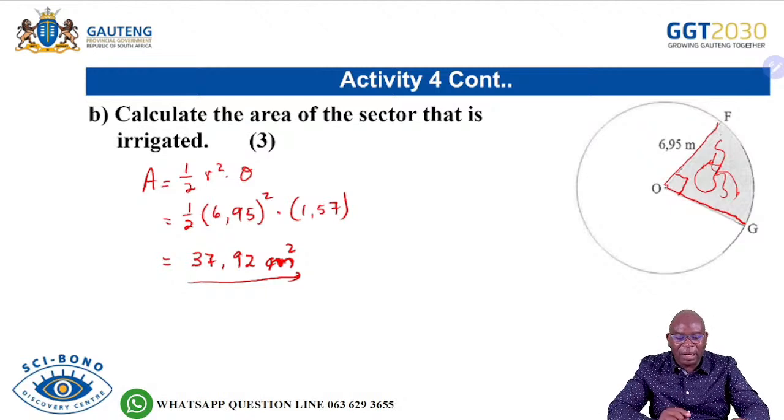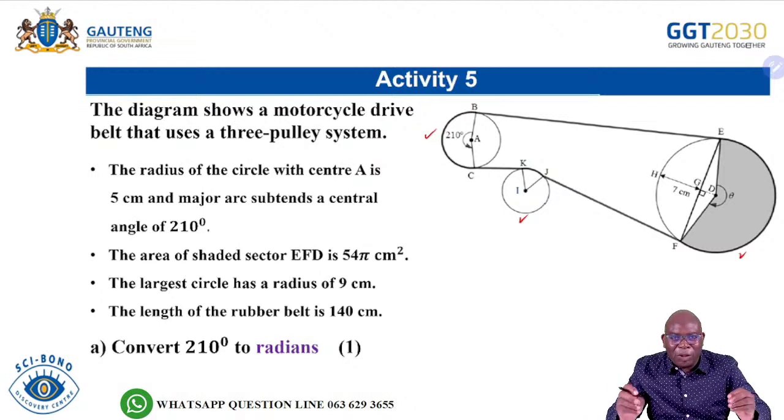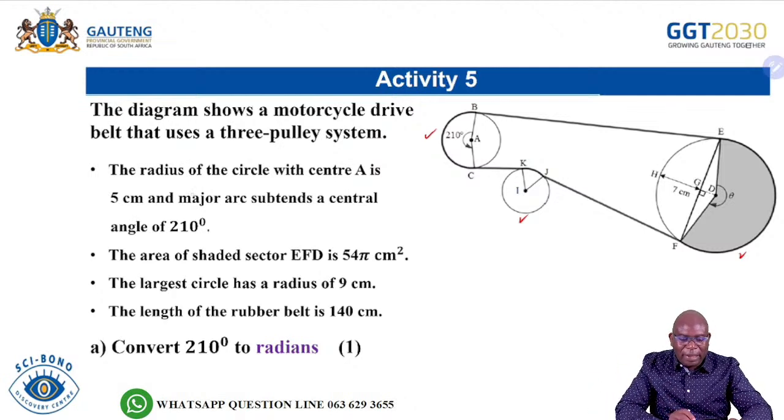It says the diagram shows a motorcycle drive belt that uses 3 pulleys. You can see pulley 1, pulley 2, and pulley 3. There are a lot of things that they put there, that story there. So we need to put this information on the sketch. Most of the information is already on the sketch. The radius of circle A is 5 centimeters. So in other words, I have the radius of that circle, it's 5 centimeters.